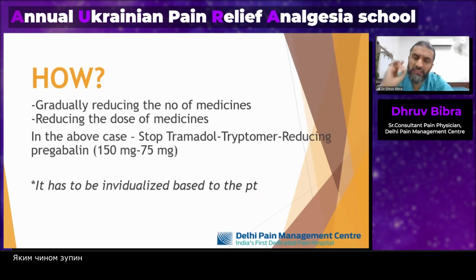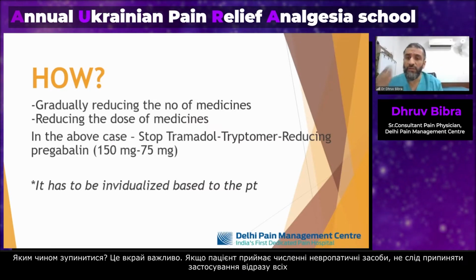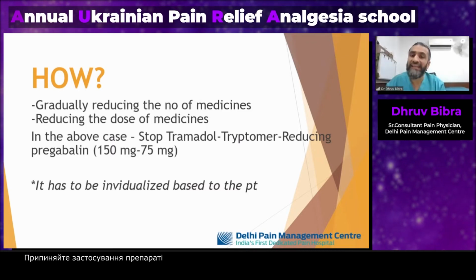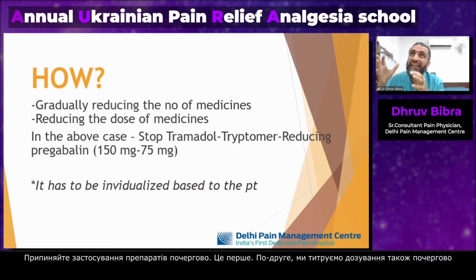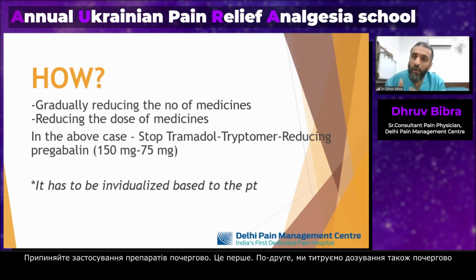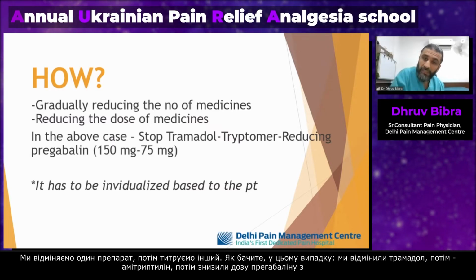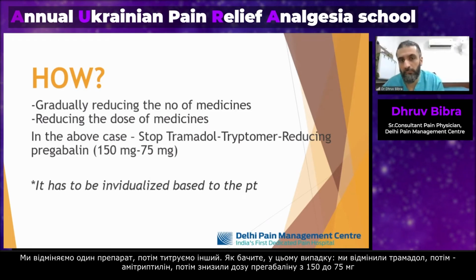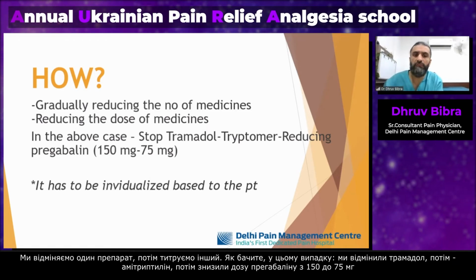How do we stop? Now, this is extremely important. If the patient is on multiple neuropathic agents, we do not stop all these drugs at a time. We stop them one by one. Second, we consider tapering them also one by one. So we stop one and then we consider tapering the dose. In this case, you can see we stopped tramadol, then we went to amitriptyline, and then we went to pregabalin, and then pregabalin also 150 to 75.